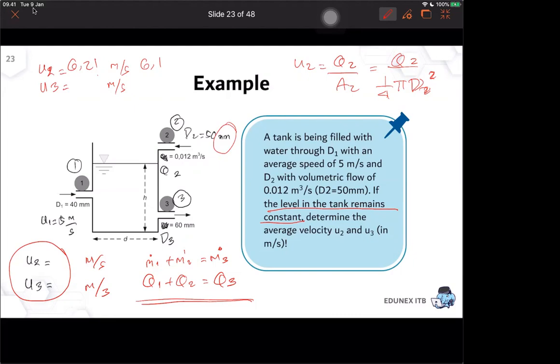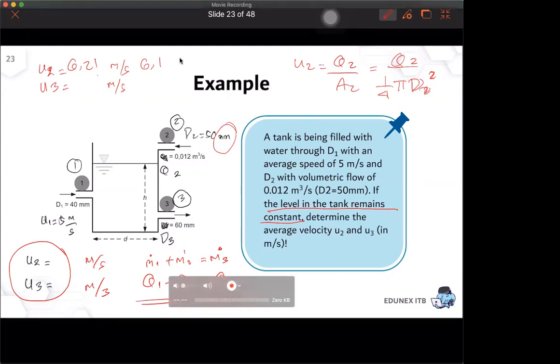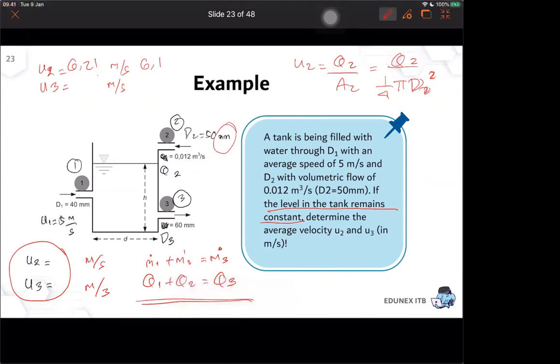Is it 6.5, sir, for U3? 6.5. I think close to that. Like 6.1 and 6.4, if I'm not mistaken. 6.46, sir. I get 6.46. That's why I rounded off to 6.5. Okay, I think it's correct. It's around that value. How about the others? Do you have the same answer?